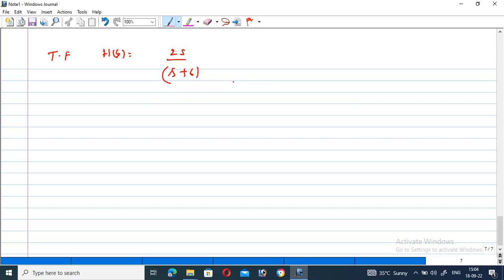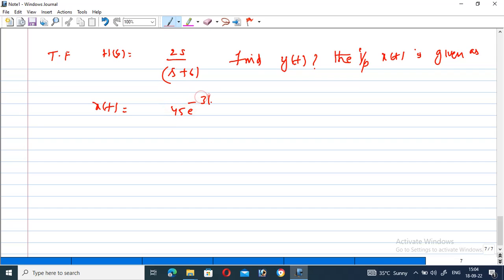They are not given any X(s). Find y(t). The input x(t) is given as the input function. They have already given the input x(t) is equal to 45 into e power minus 3t u(t), right? So this is the problem actually. Now we have to find out the solution for this one. Solution. Okay, let us see the solution.